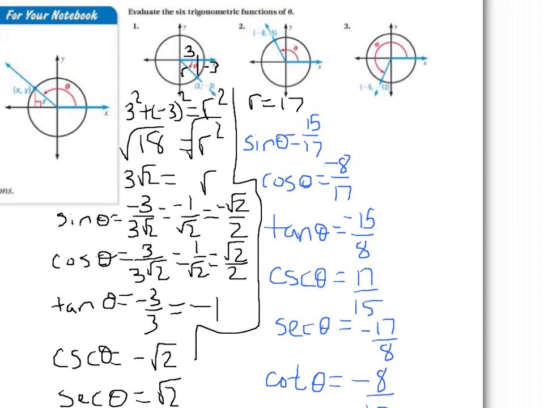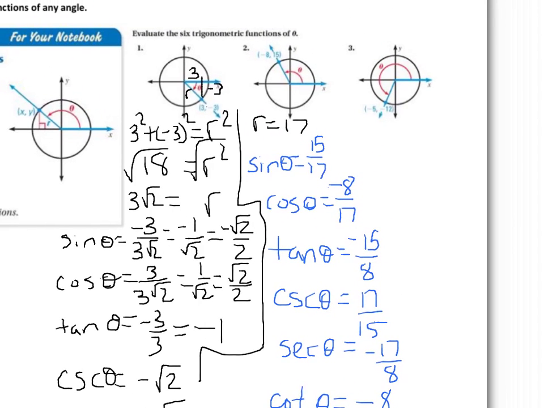So let's look at the third. Well, you guys figure it out. I'll tell you what the radius is, though. So we'll double check our radius. 5 squared plus 12 squared is 169. So the radius here is 13. So figure out all of them for this one. Bring it in completed, okay?